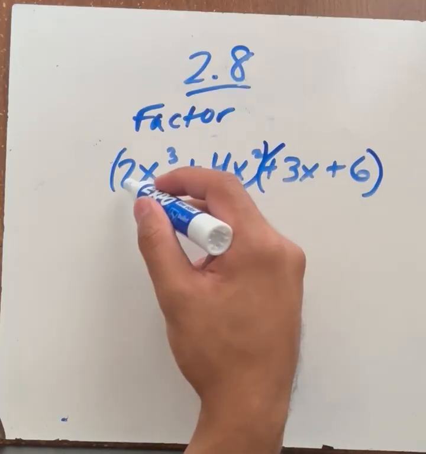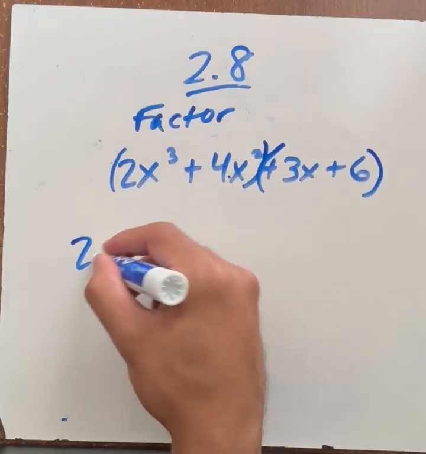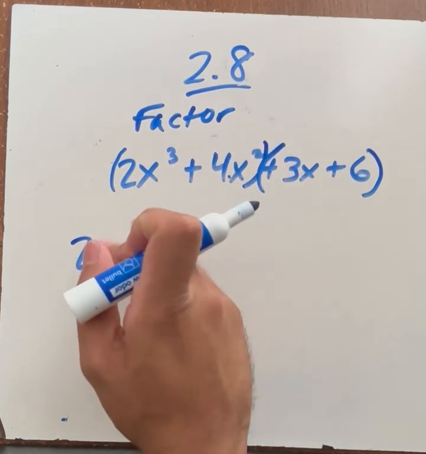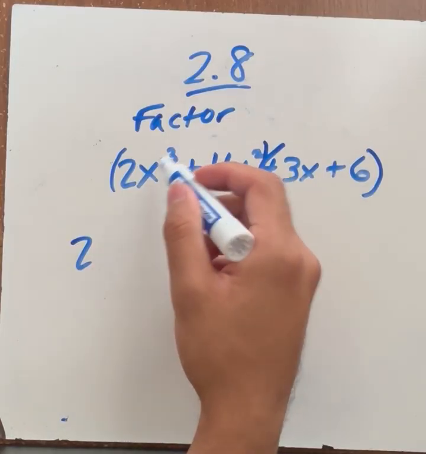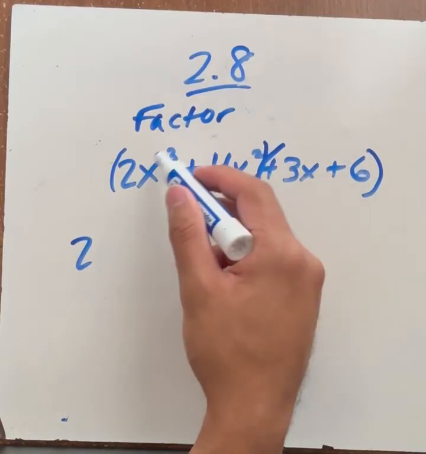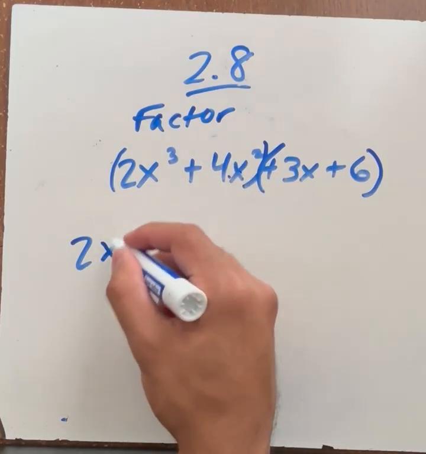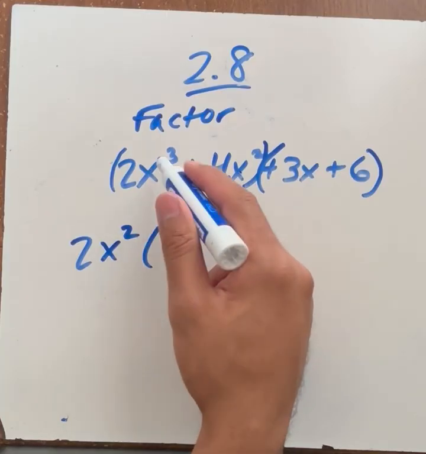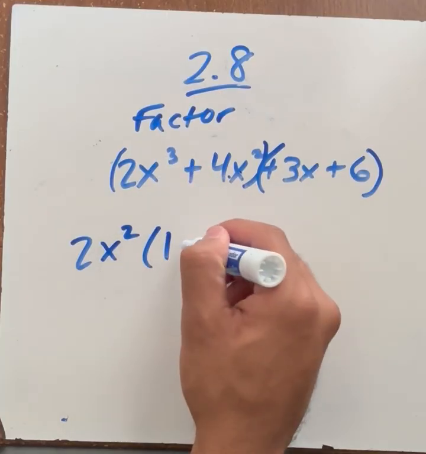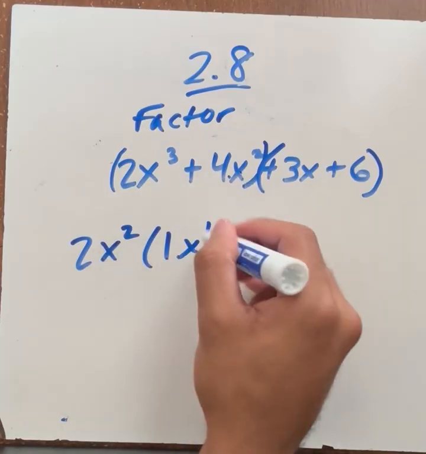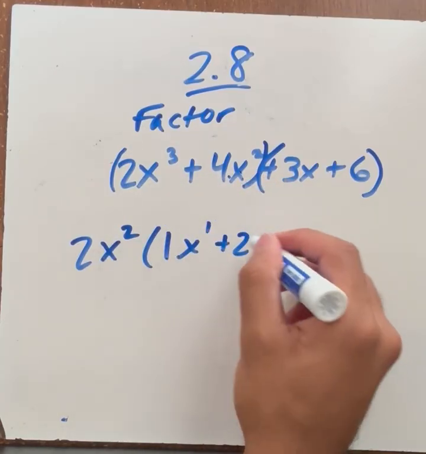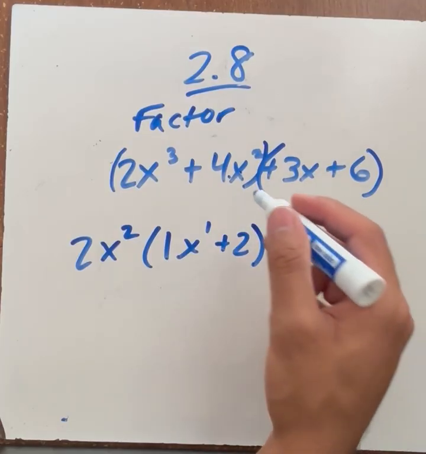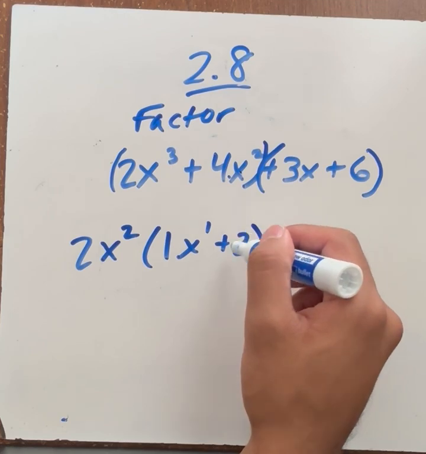This one has a 2 and a 4, so they have a 2 in common, so we'll pull that out. Also, there is an x. Both have x's, so we can pull out some x's from them. For x to the third and x to the 2, the lower number is 2, so we can pull out x to the 2. 2 divided by 2 is 1. x to the third divided by x to the 2 is x to the 3 minus 2, which is x to the 1. 4 divided by 2 is 2. x to the 2 divided by x to the 2 is x to the 2 minus 2, so x to the 0. And x to the 0 is just 1, so 2 times 1 is just 2.